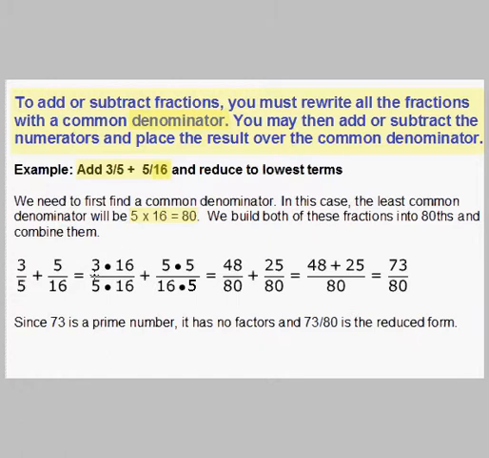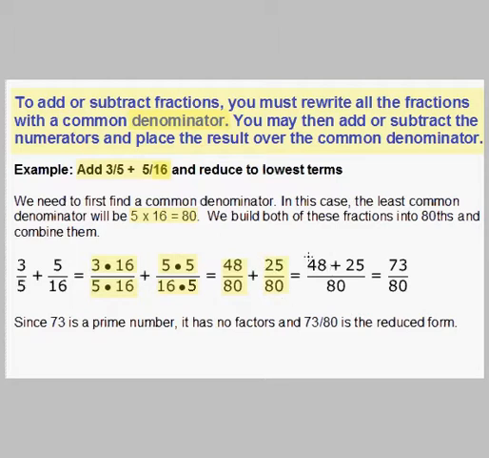Well, the 3/5 we have to multiply by 16. I know this because if we divide 80 by 5 we get 16. So we multiply 5 times 16 and then we multiply 3 times 16. The second fraction, 5/16: if we divide 80 by 16 we get 5. So we multiply the 16 times 5, and we also multiply the numerator 5 times 5. This gives us two equivalent fractions, 48/80 plus 25/80.